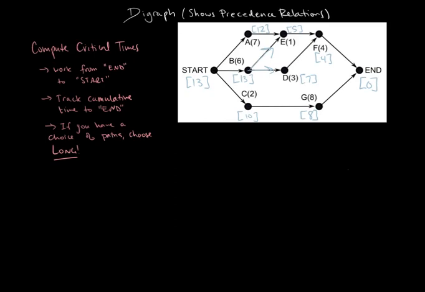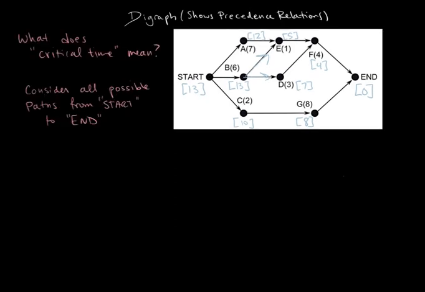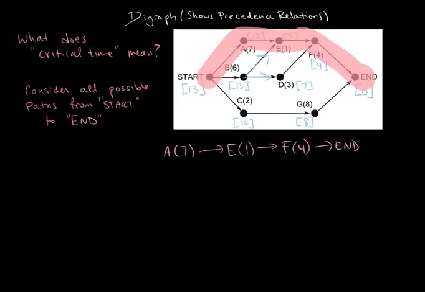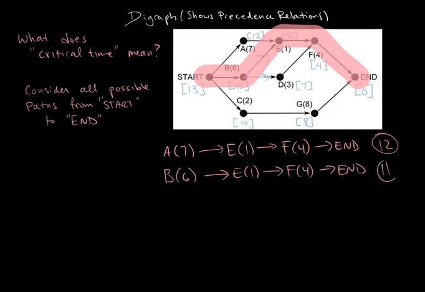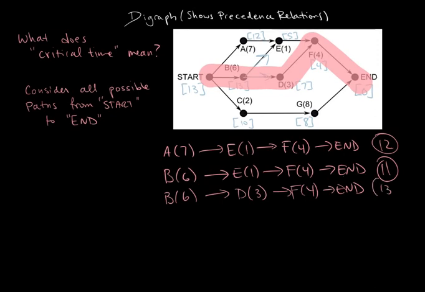for that. Let's look at every possible path from start to end. For example, we could go start, A, E, F, end. It takes 12 time units to travel this path. Now consider B, E, F, end. It takes 11 time units to travel this path. Now consider B, D, F. It takes 13 time units to travel this path.